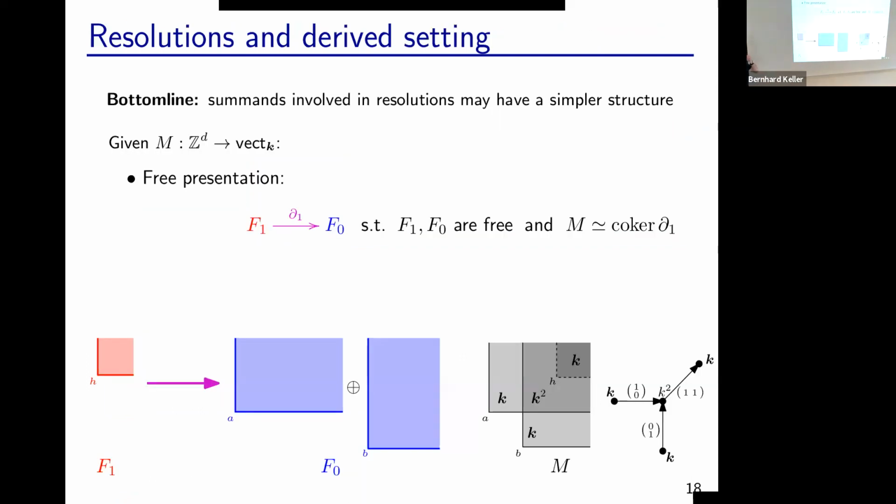Here's another approach. Now we're leaving the realm of full subcategories of representations. We're now looking at the category of persistence modules, and we want to find an invariant that would involve simpler modules with a simpler structure. A very simple idea is to take presentations. So for instance, you express M as the co-kernel of a module morphism, and then you can make sure that the domain and the codomain of the morphism are both free, in the context where M is indexed over the integer grid.